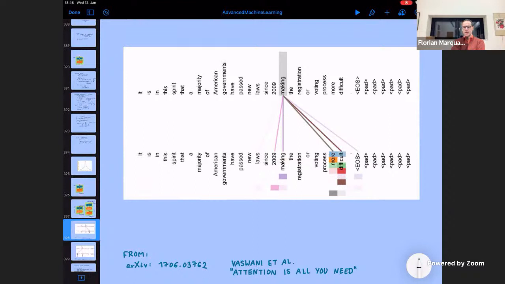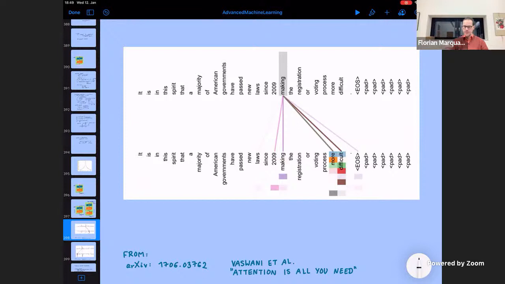And they particularly picked one of the words, here the word making, and they ask, in a particular layer of the encoder transformer pipeline, which other words in the same sentence does this particular word pay attention to? So the word making produces the query, and the other words are being matched against this query. And this is even shown for different heads. So the different colors and the different lines represent different heads. And the more intense the color, the bigger the attention weight.